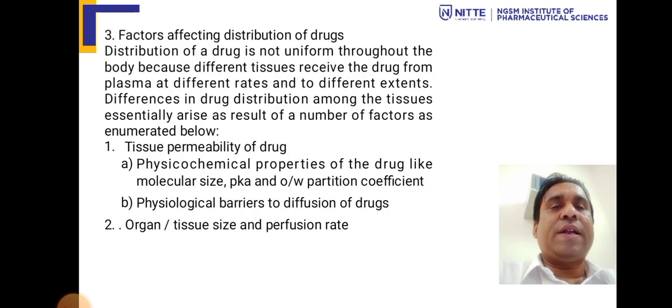Now, what are the factors affecting distribution of drug? Distribution of drug is not uniform throughout the body because different tissues receive the drug from plasma at different rates and to different extents. Differences in drug distribution among tissues essentially arise as a result of a number of factors. The factors are tissue permeability of drugs. Under this we have physicochemical properties of drug like molecular size, pKa, oil and water partition coefficient, physiological barriers of drug diffusion, and organ tissue size and perfusion rate.